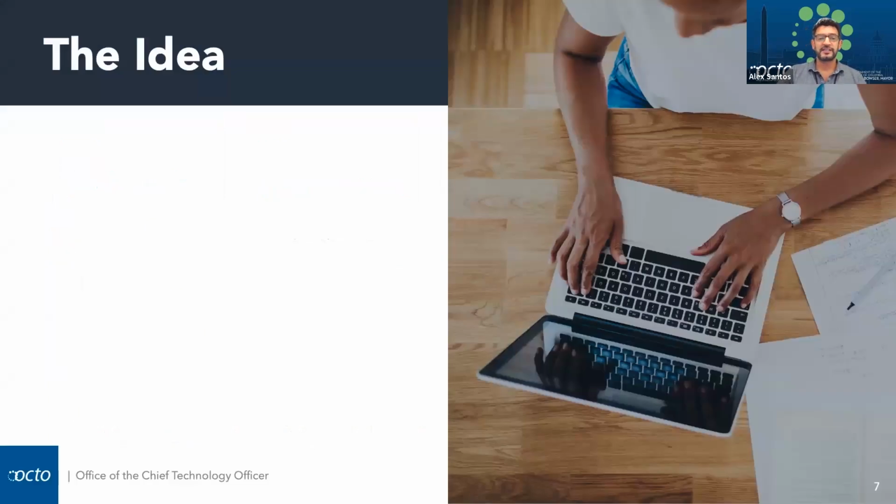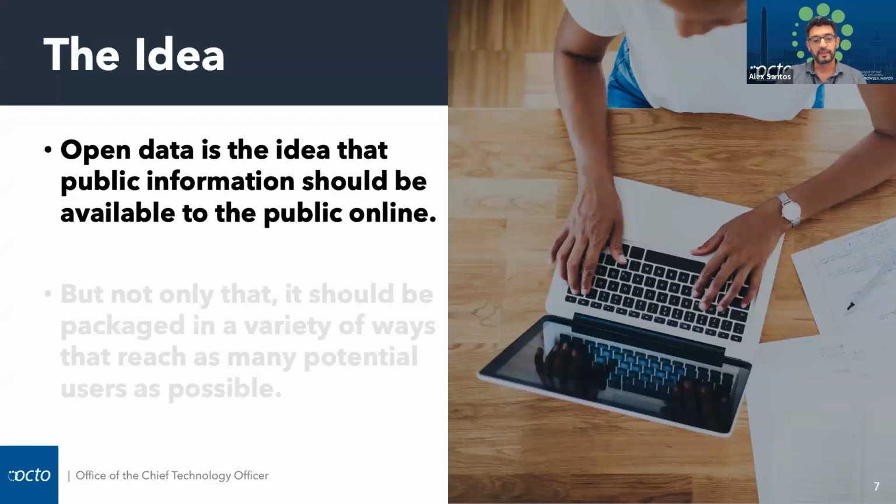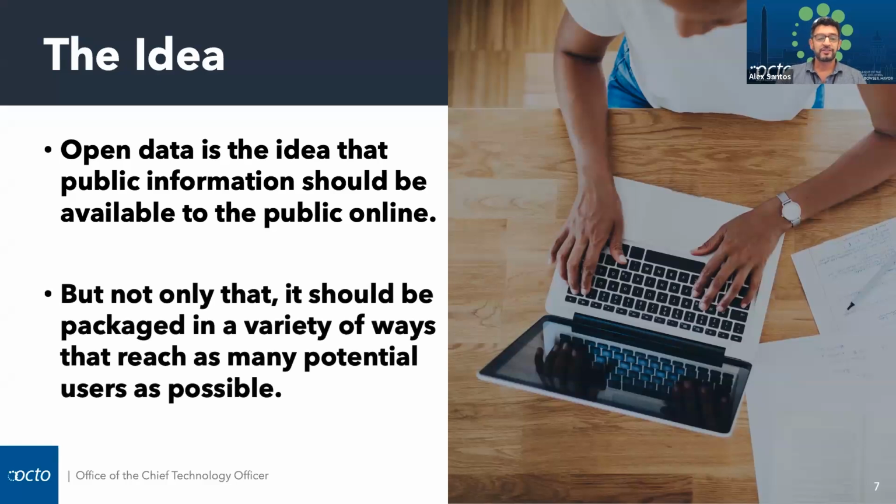Open data is the idea that public information should be available to the public online. Public bodies are working with information that is about the public or collected using public funds. It is the idea that ownership is distributed between public bodies and their constituents. And because of the distributed ownership, it should be made available in a transparent manner with consideration of privacy and security. But not only that, it should be packaged in a way that serves as many users as possible.